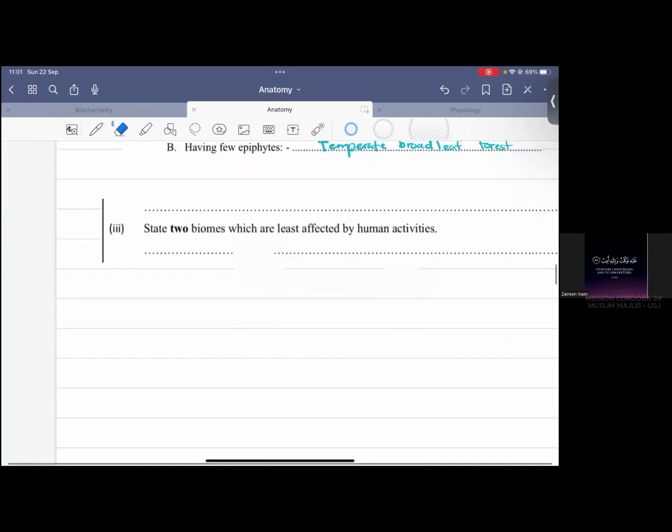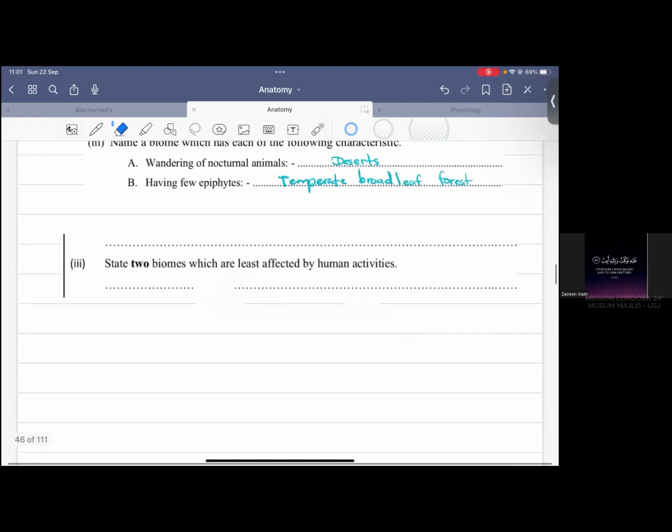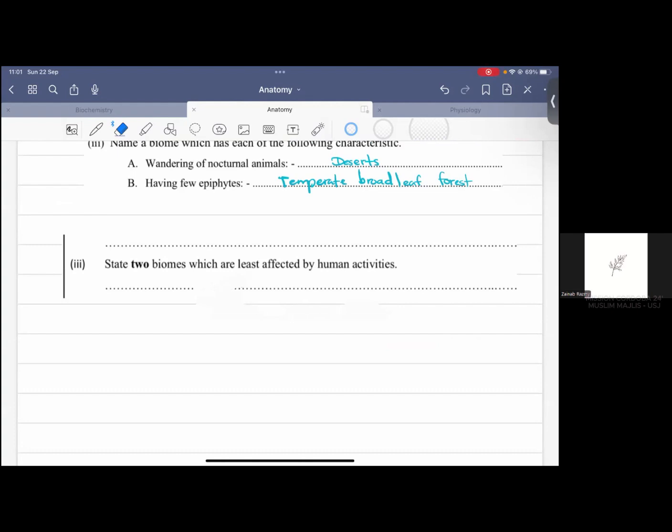Final one, state two biomes which are least affected by human activities. Just say one. You can say two. Tundra and another one, desert. Anyways, extraction of mineral oils is by human activities. And this one is desert. They have given tundra also, but it's fine. Give desert as the first answer. Okay, so that is about the biome.